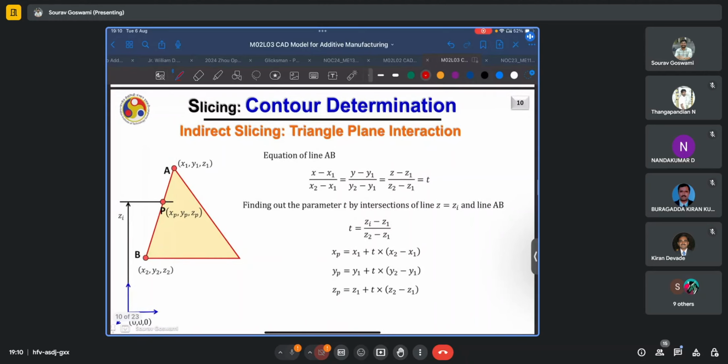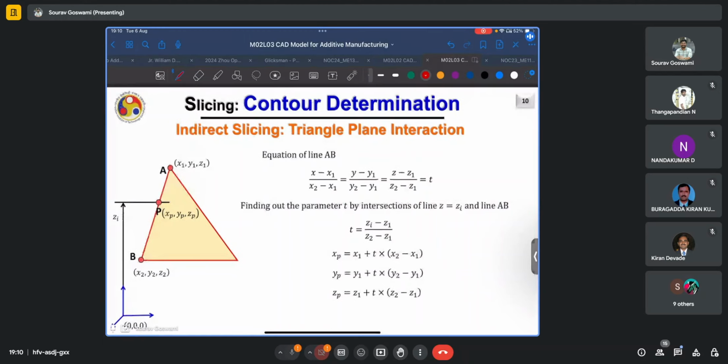However, the general formulation of such a case is shown here, where the slicing plane actually intersects the sides of our triangle at 2 points, say P1 and P2, and each of these points has to be found out. We'll also do an example based on this.